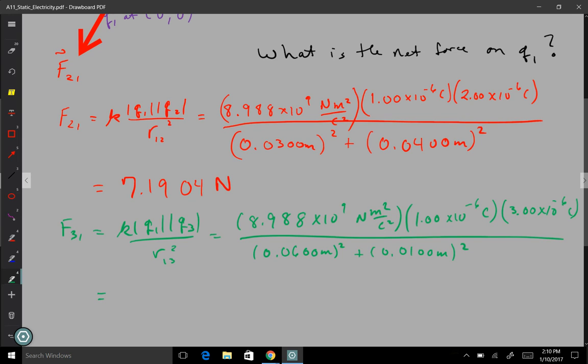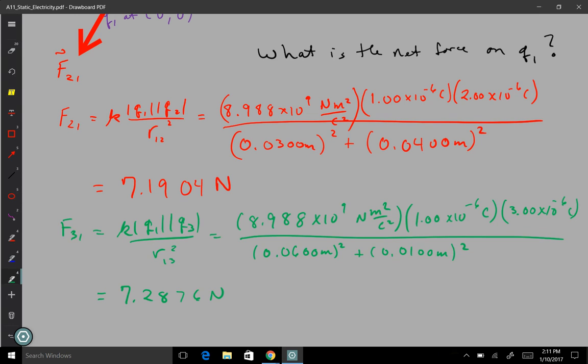And my trusty calculator gives 7.288... no, sorry, 2.876 actually. Now, how many significant digits do I have? 3. And so I'm putting 2 extra digits just to make sure I don't drop something. Okay, so I have the 2 magnitudes.